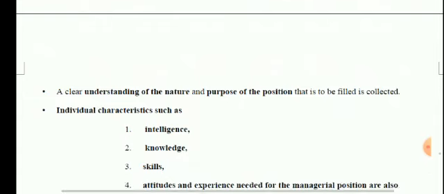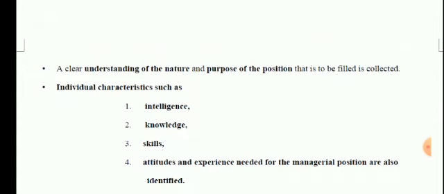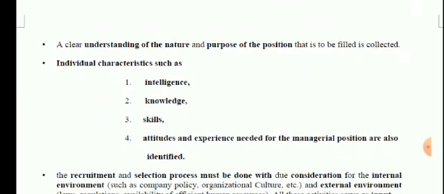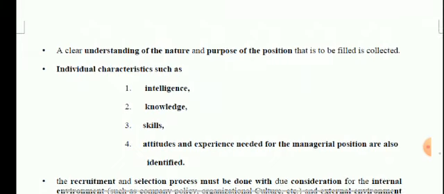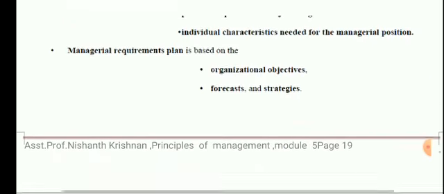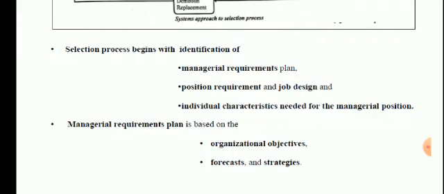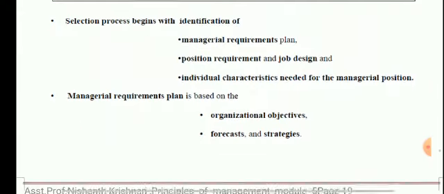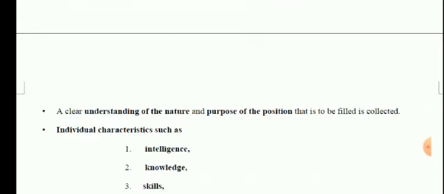The individual characteristics of each person, that means the intelligence, the knowledge, the skills possessed by each person, and the attitudes and experience needed for the managerial position are also identified. So the selection process begins with identifying these three things. The managerial requirements plan depends on the internal organization. Position requirements and job design depend on the understanding of the nature of the position or job.